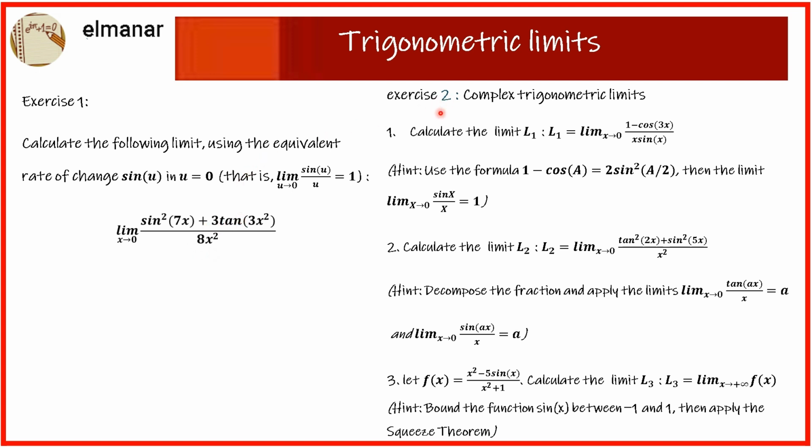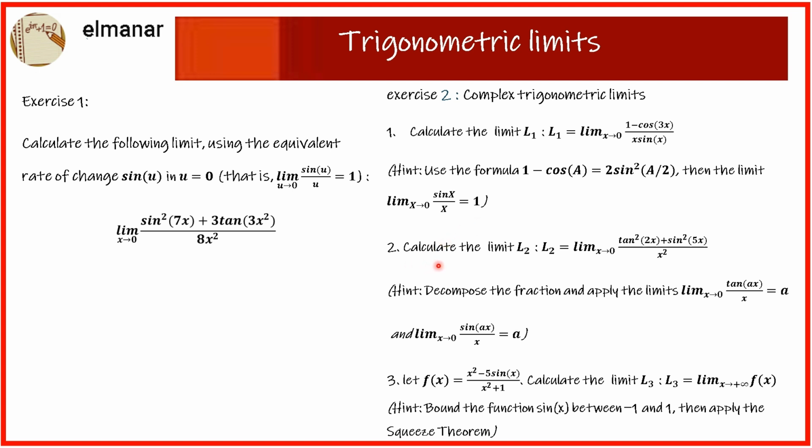Exercise 2. 1. Calculate the limit L1 defined as follows. L1 is equal to the limit as x approaches 0 of 1 minus cosine of 3 times x divided by x times sine of x. Hint. Use the formula 1 minus cosine of a is equal to 2 times sine squared of a over 2. Then recall that the limit as x approaches 0 of sine of x divided by x is equal to 1.